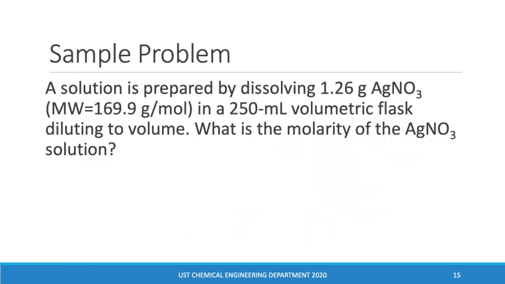Let us consider this sample problem. A solution is prepared by dissolving 1.26 grams of silver nitrate into a 250 mL volumetric flask and diluting to volume. What is the molarity of the silver nitrate solution? To answer this, remember that molarity is defined as the moles of solute, or for this problem, silver nitrate, divided by the volume of solution, which is 250 mL.